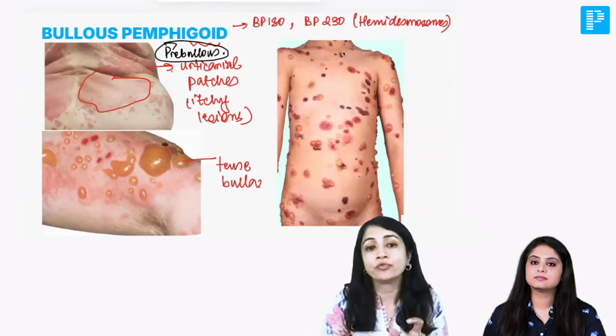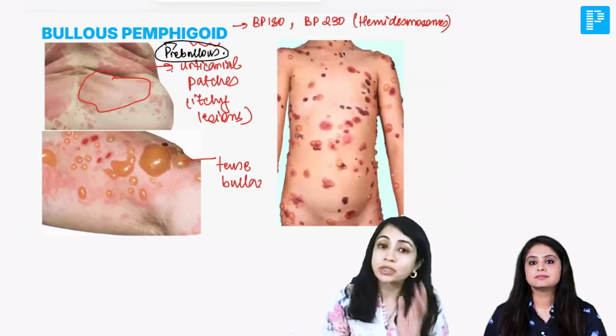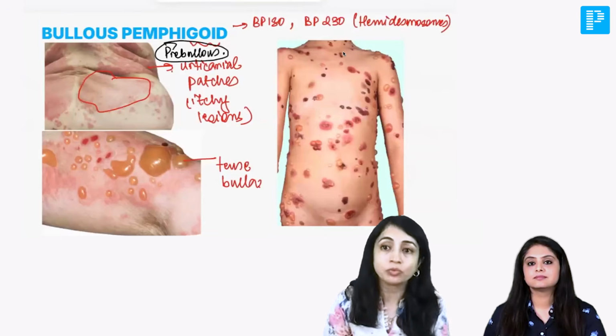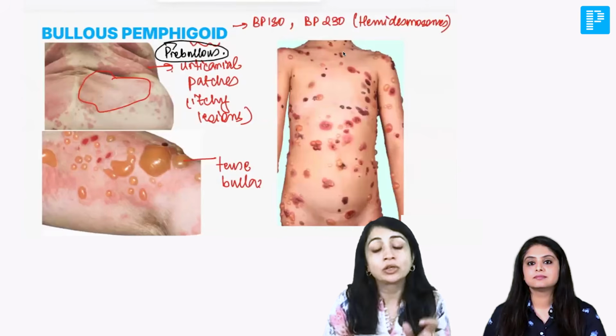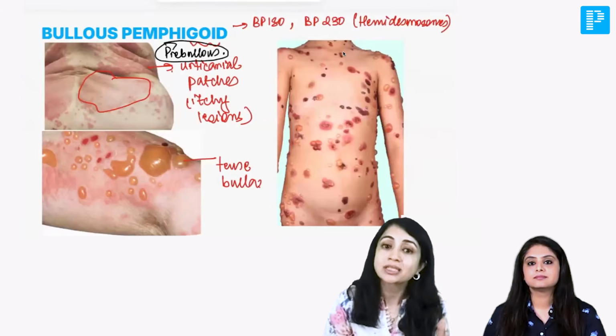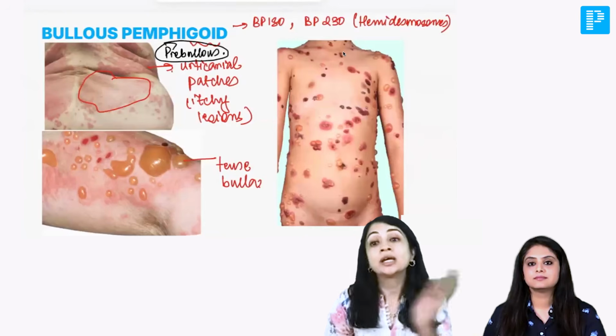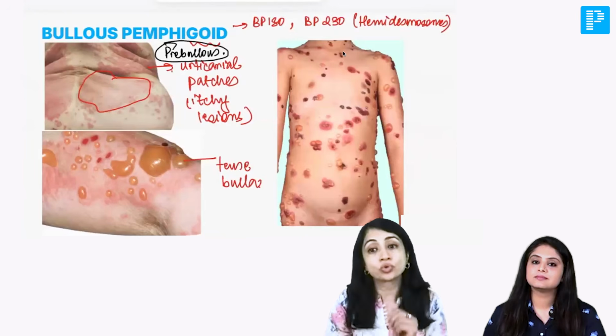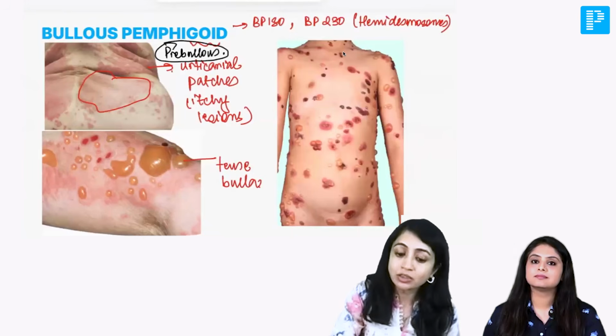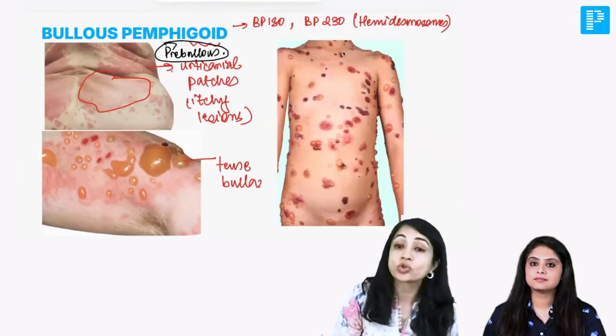Before the bulla are formed, the patient will have itchy urticarial lesions, which can persist. The itching can even persist after the bulla is formed because of the presence of eosinophils. A lot of times in the question, they can give you this: the patient presents with urticarial itchy lesions and then develops tense bulla. That again will help you to clinch a diagnosis. So it starts with the pre-bullous stage and then goes to the bullous stage.